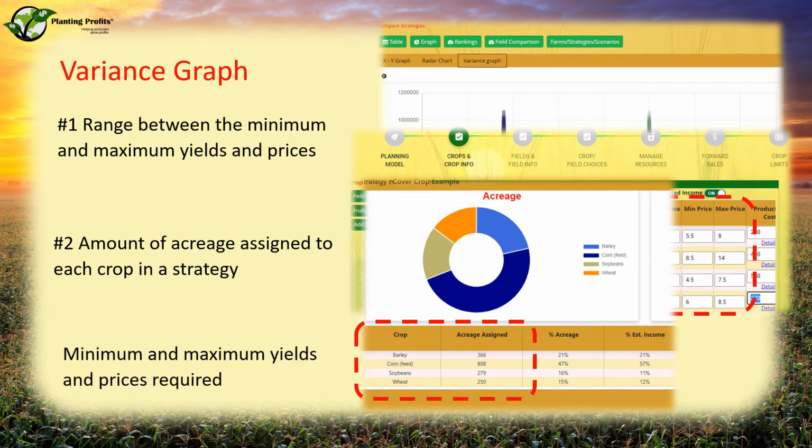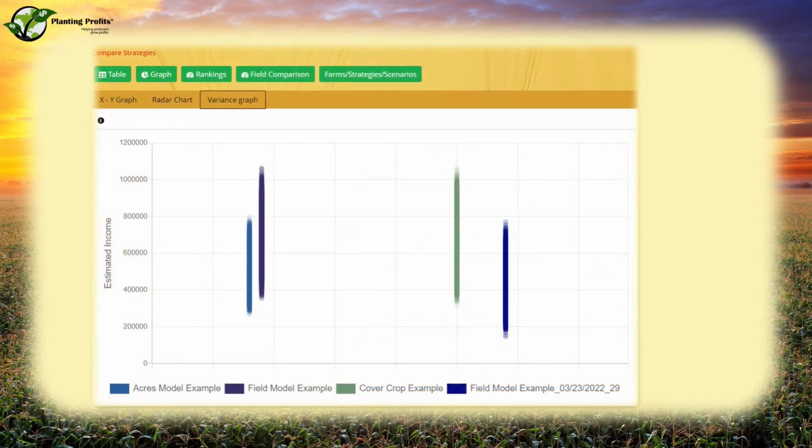The variance graph only works if all minimum and maximum prices and yields for all crops have been entered. To generate the graph, values for each crop's yields and prices are randomly varied 10,000 times between the minimum and maximum prices and yields. This generates a graph that looks like this. The size of the bars indicates the range of estimated income. The variance graph shows the potential downside as well as potential upside. Strategies with less uncertainty due to crop acreage assignments and more forward sales will have smaller bars.